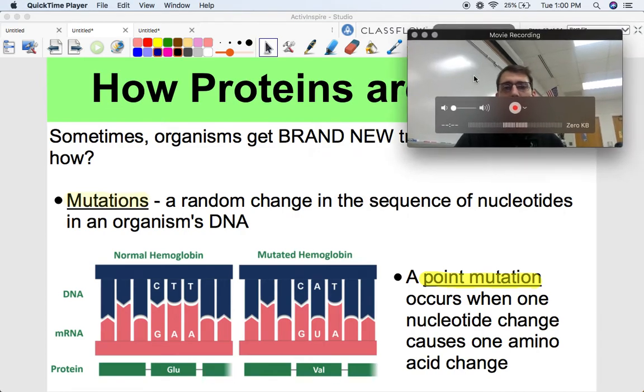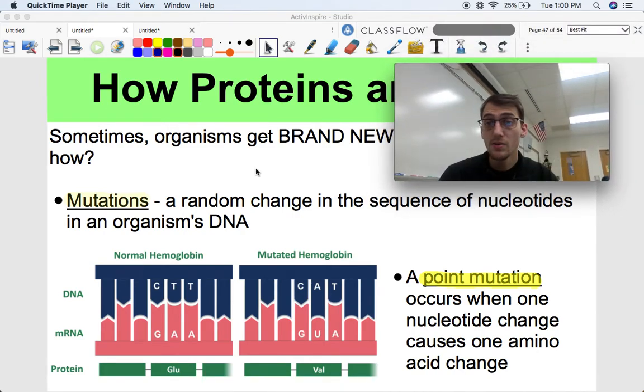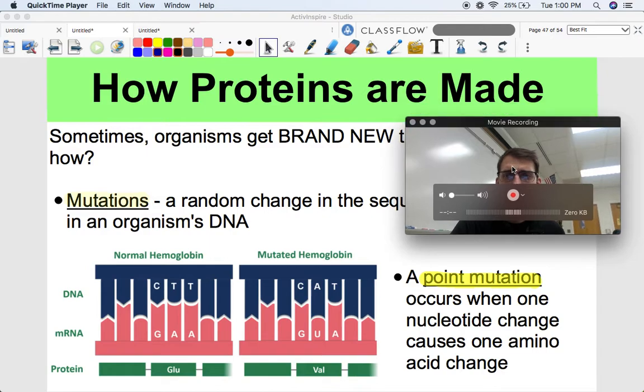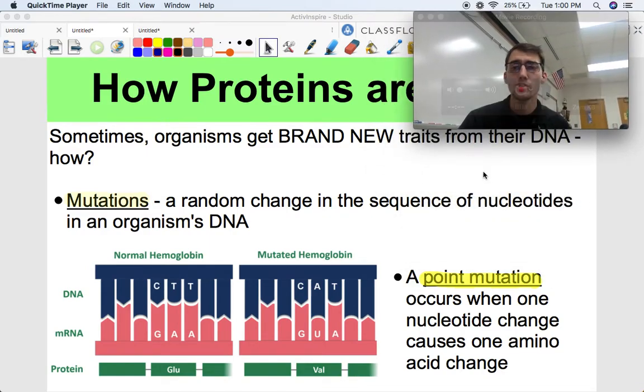Okay, something that's going to lead us into our next couple units is: how do we get new traits? How do we get new proteins from protein synthesis? Well, the short answer is that mutations occur. A mutation is a random change in the sequence of nucleotides in an organism's DNA. So a mutation occurs to DNA.